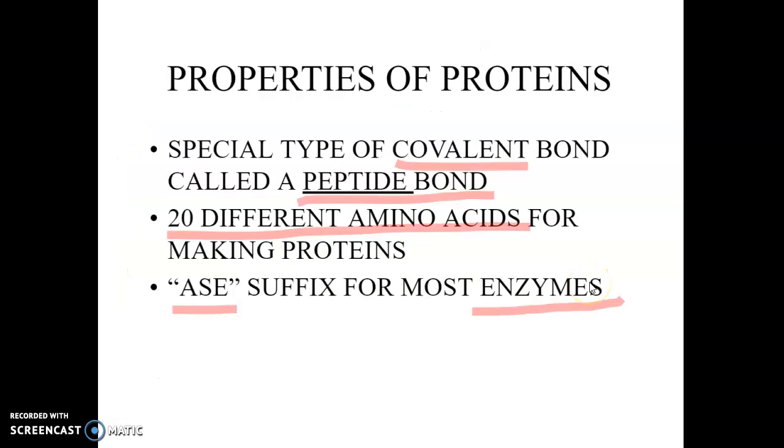And properties of proteins: they have covalent peptide bonds. That means protein. And there are 20 different of these special amino acids that make proteins. And whenever you see ASE, it's a very good bet that that word is going to be some sort of enzyme. And again, keep in mind, you can stop this to get things filled in.